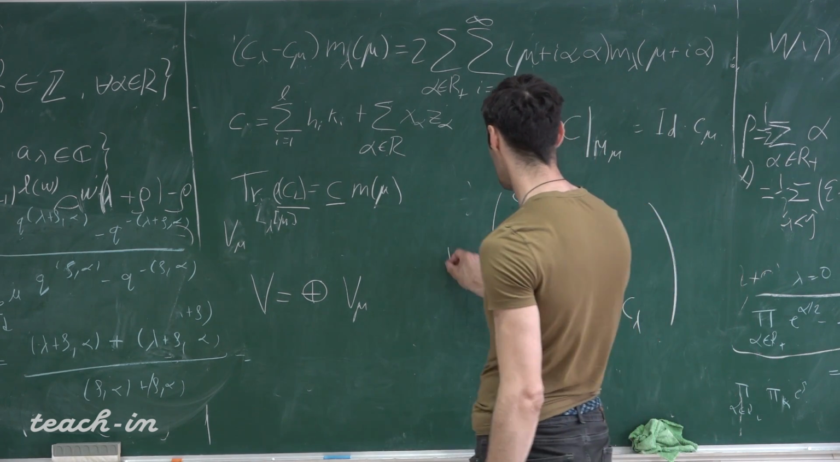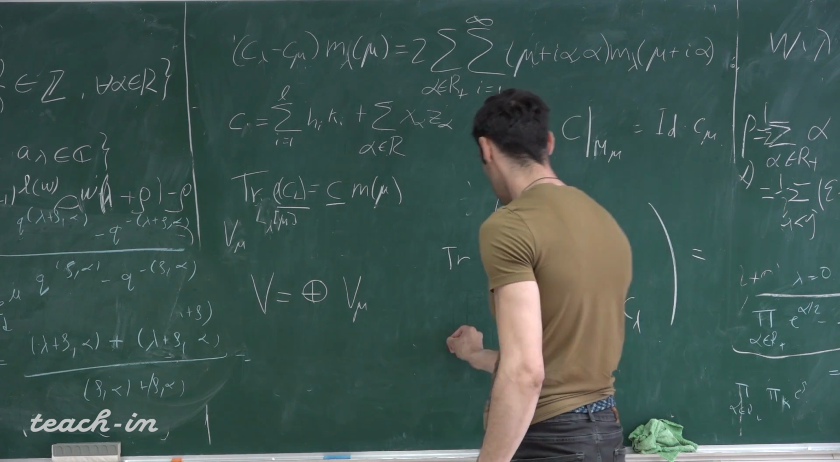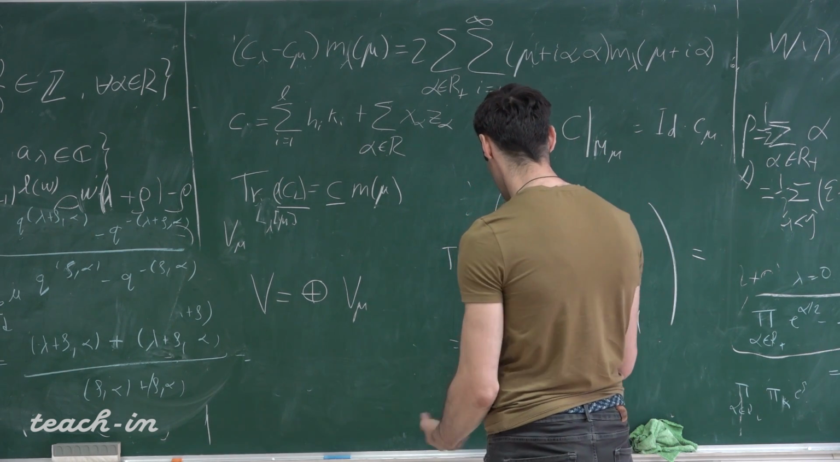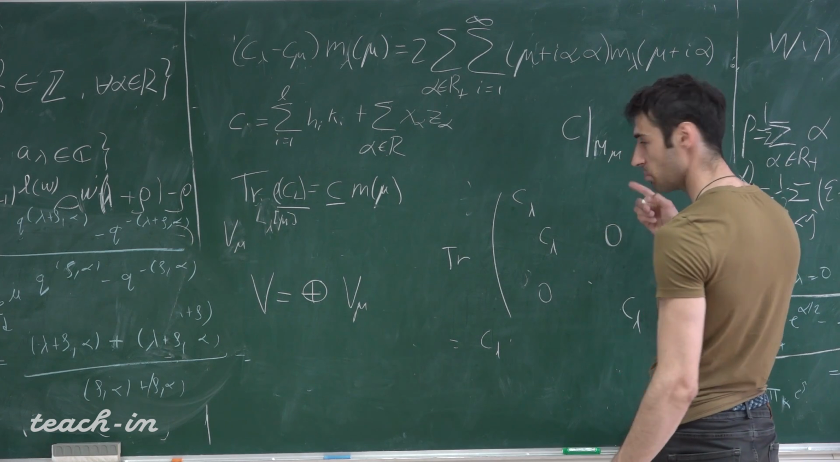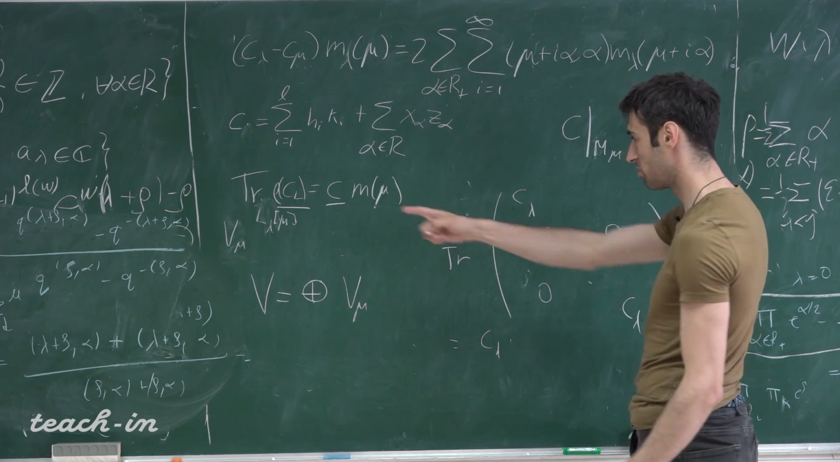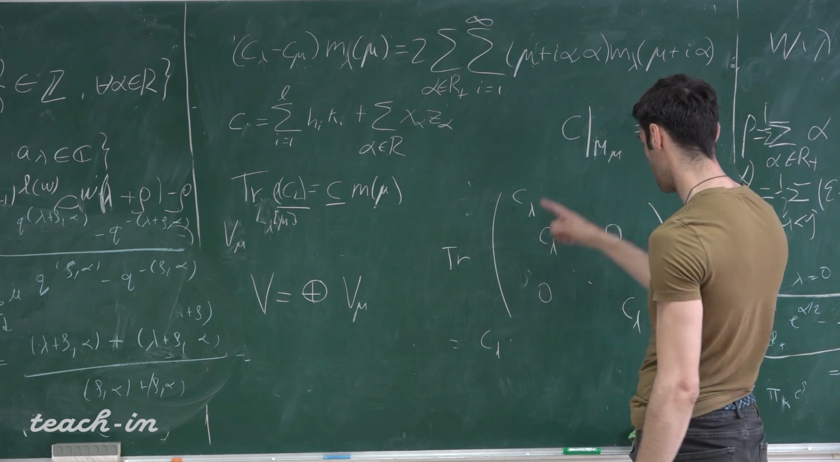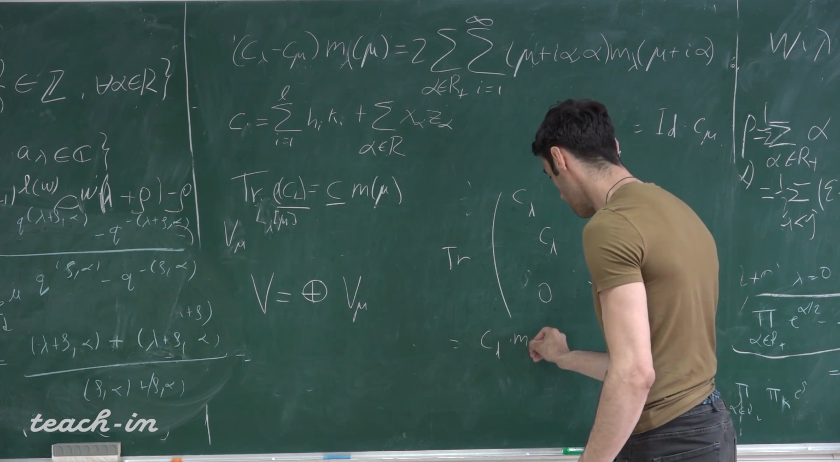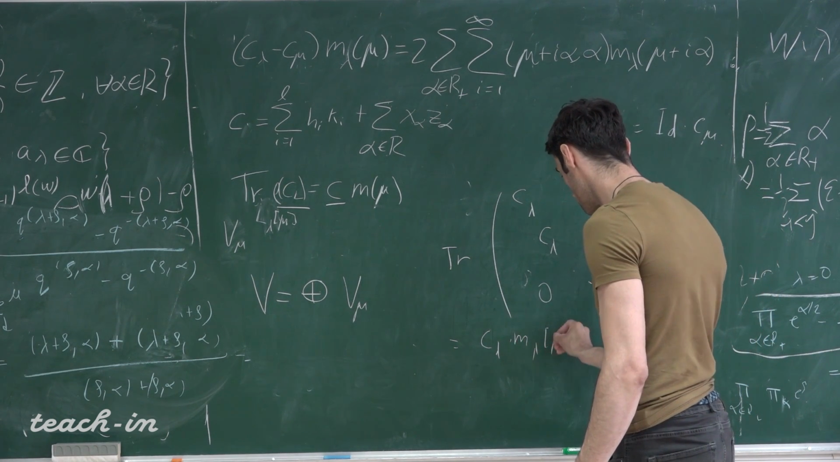But if you compute the trace of this, it's what? It is C lambda how many times? So the dimension of V lambda mu. So exactly the size of this matrix. So it's M lambda mu. So this is an easy part.